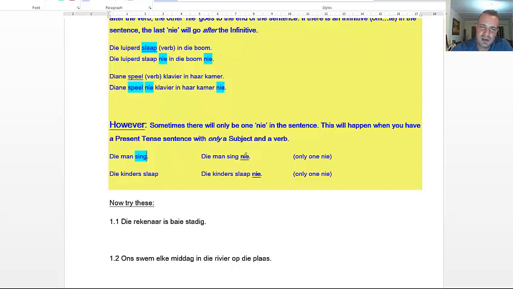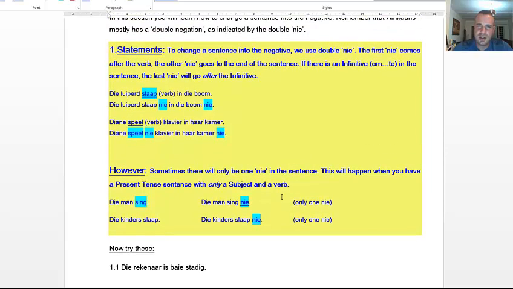So where would you put two ni's? You can only put one ni there, otherwise there's no end of the sentence. You can't say ni ni. You need one ni there, so just watch out for that. Same with this one: Die kinders slaap ni. Only one ni there. All right, so that is for statements.